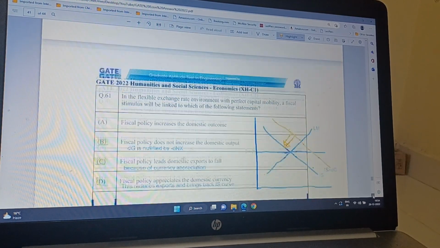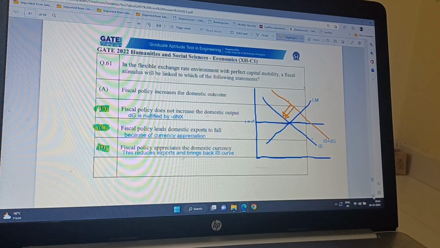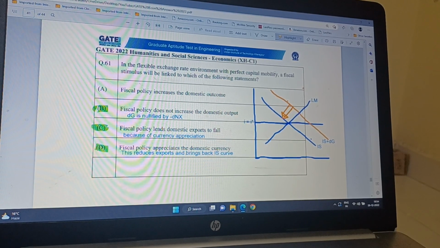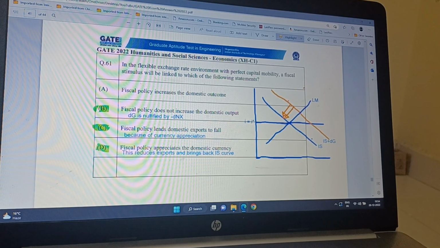Now I go to the next question, which is question number 61. It says, in the flexible exchange rate environment with perfect capital mobility, a fiscal stimulus will be linked to which of the following statements? This is really a very difficult question, though it looks very small, because you need to know the Mundell-Fleming model. First of all, there is perfect capital mobility, meaning foreigners are free to invest in my country, and I, as an Indian, can invest anywhere in the world. So there is perfect capital mobility.